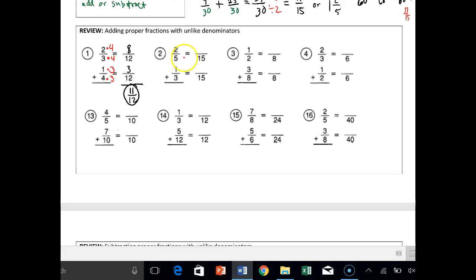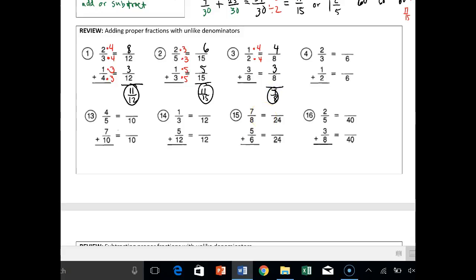Number 2. 5 times 3. 3 times what gives you 15? 5. So we have 2 times 3 is 6. 1 times 5 is 5. 6 plus 5 is 11 over 15. Let's do this next one. 2 times 4 gives you 8. 3 times nothing. You could say 3 times 1 if you want to, but we don't really need to put that. So 1 times 4 is 4. 3 times nothing is 3. 4 plus 3 is 7 over 8.